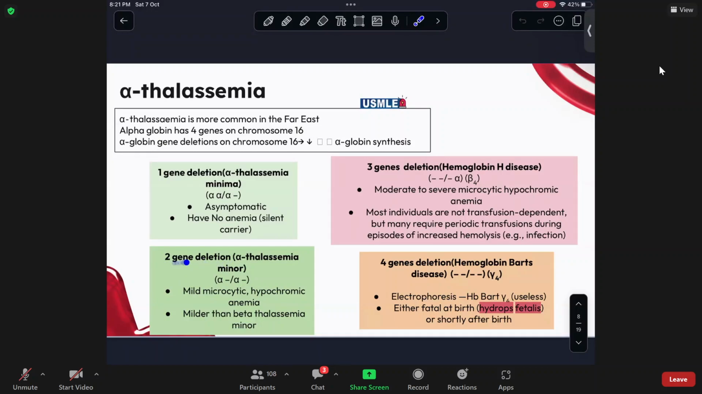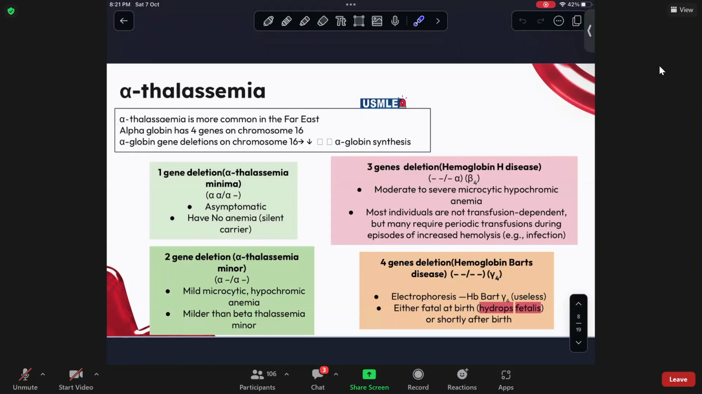Then if we have 2 gene deletions, this is thalassemia minor. They have just a mild microcytic hypochromic anemia, and it's milder than beta thalassemia because they still have 2 intact genes that can synthesize the alpha subunits. If they have 3 gene deletions, this disease is called hemoglobin H disease. Here in this patient, you will find a type of hemoglobin called hemoglobin H. Hemoglobin H is a hemoglobin with 4 beta subunits.